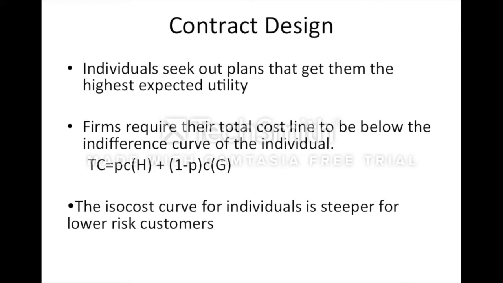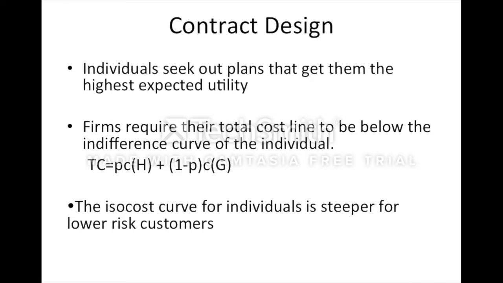Individuals would want insurance plans that get them the highest possible utility from contracts designed for their risk category. For firms to even want to commit to the market, they require their total cost line to be below the indifference curve of the individual. The total cost for the firm is given as TC equals PC multiplied by H, which is the probability of loss multiplied by the cost of a high-risk person, plus 1 minus PCG, which is the probability of no loss multiplied by the cost of a lower-risk person.